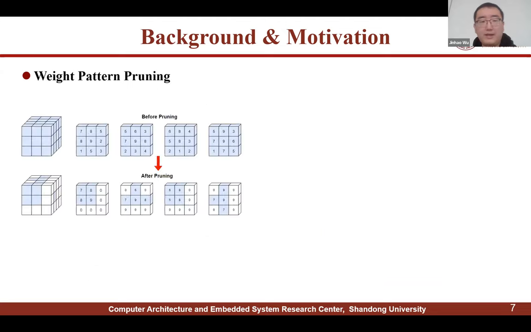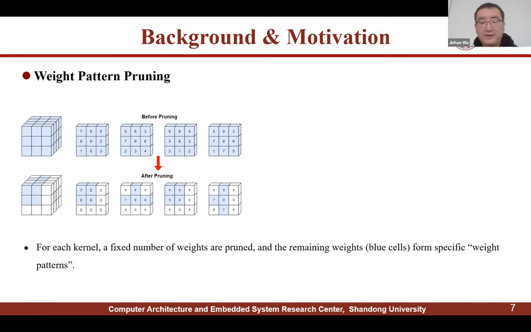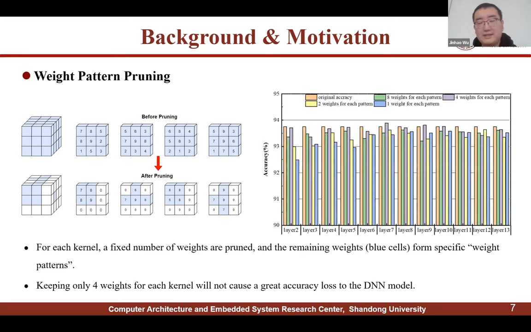An example of weight pattern pruning is illustrated in the following picture. For each kernel, a fixed number of weights are pruned, and the remaining weights form specific weight patterns. Prior work has shown that the desirable kernel has a certain weight pattern to match the connection structure in the human vision system instead of a square kernel. We make a simple experiment: we use the weight pattern pruning method to prune each convolution layer of VGG16 and find that keeping only four weights for each kernel will not cause a great accuracy loss to the DNN model.